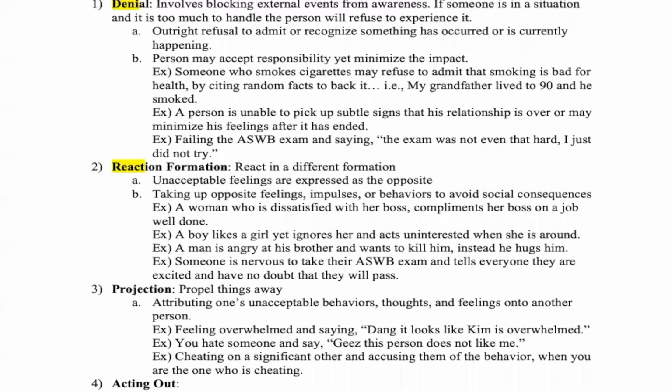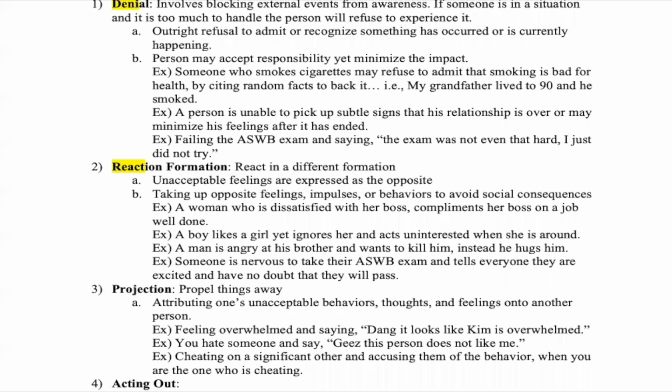Another example, a man is angry at his brother and wants to kill him. Instead, he hugs him. Not a bear hug, not to asphyxiate him, not to choke him out, but genuinely hugs him, even though their internal thoughts are to kill him.